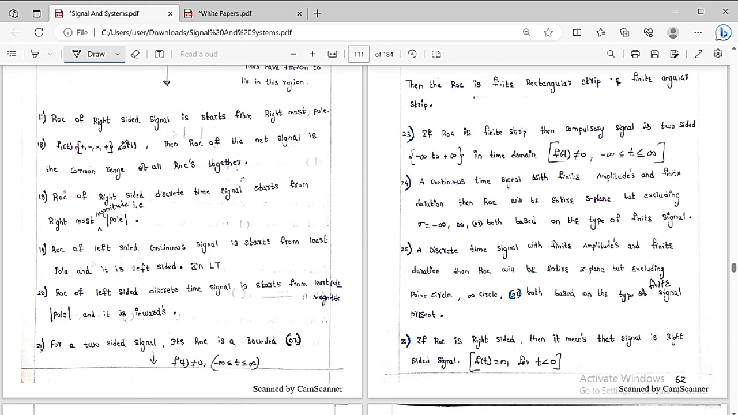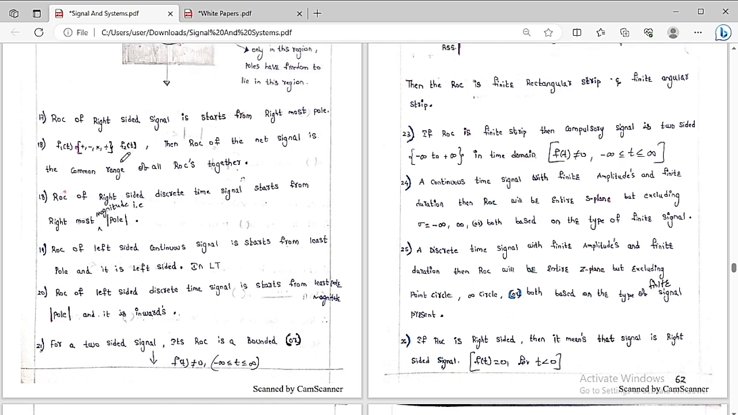So between two signals f1 of t and f2 of t, you can perform addition, subtraction, multiplication or division. Then the ROC of the net signal is the common range or common ROC of all the ROCs together. So always keep these points in your mind.